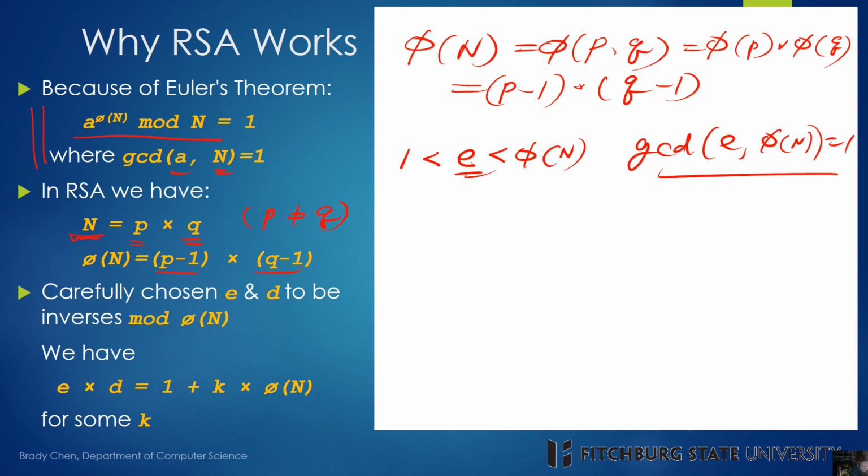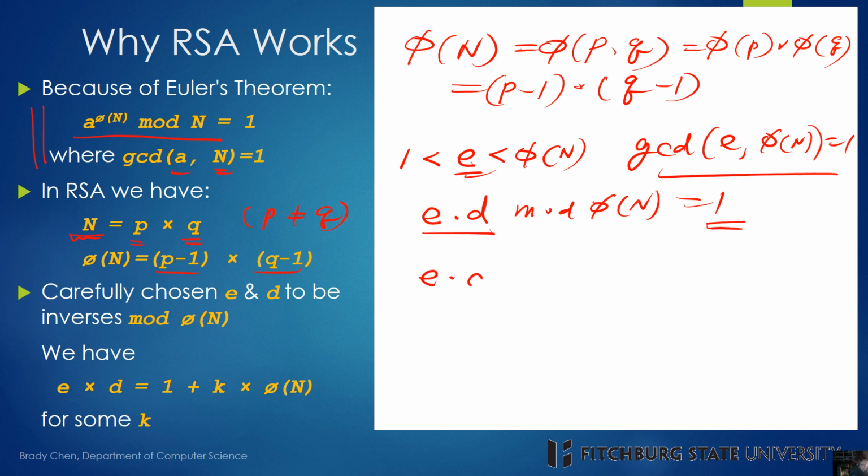Once we find e, we try to find d such that e times d modulo phi of n is 1. That means e and d are multiplicative inverses modulo phi of n. In other words, if we divide e times d by phi of n, we get remainder 1.